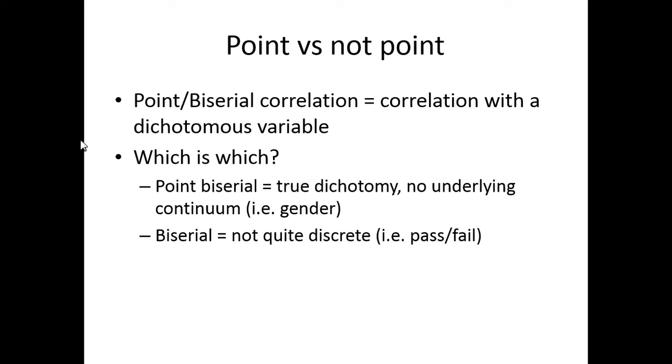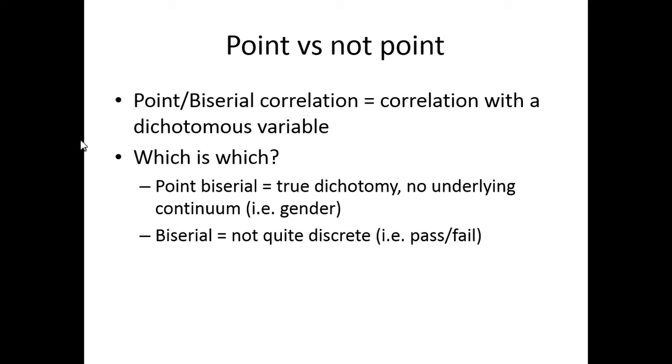So which is which? A point biserial is something that has a true dichotomy. It has no underlying continuum. And I really should change my example to not be gender, because there's lots of arguments over this right now, but we could talk about maybe sex. Genetically, there is a true dichotomy. One is X, one is Y. Things that have a true split, and there's no underlying continuum in that.